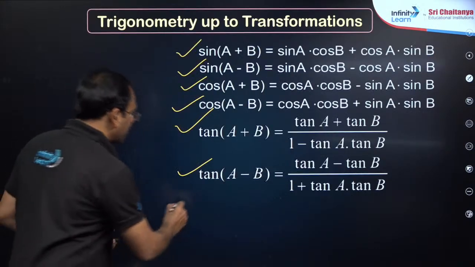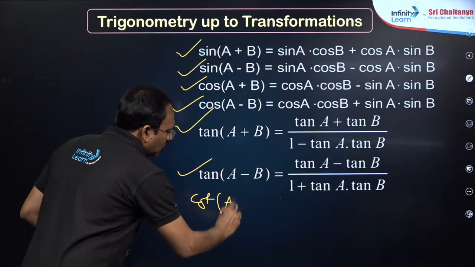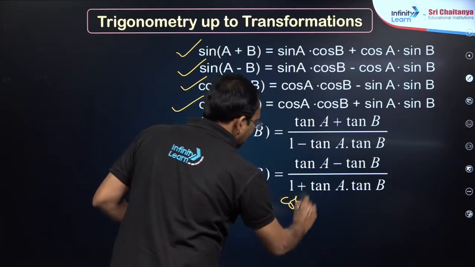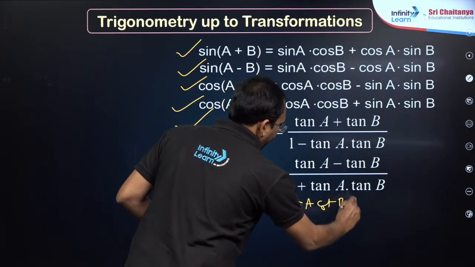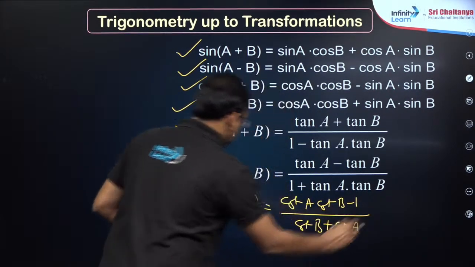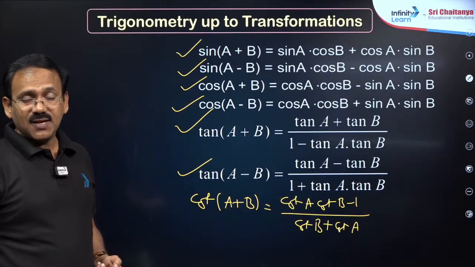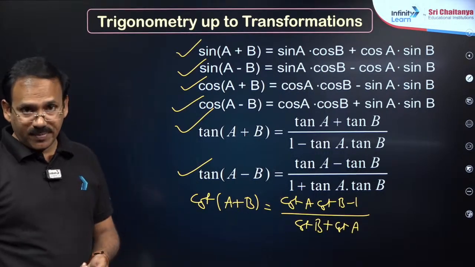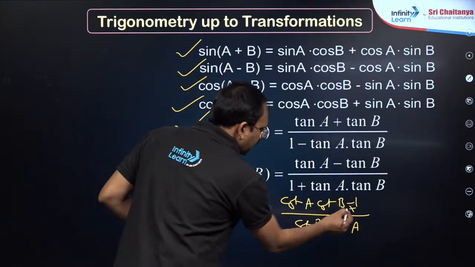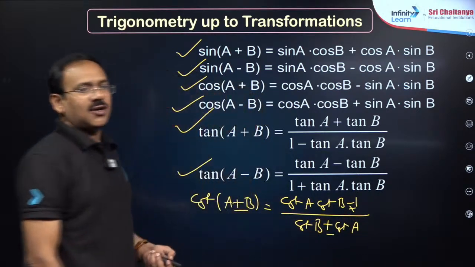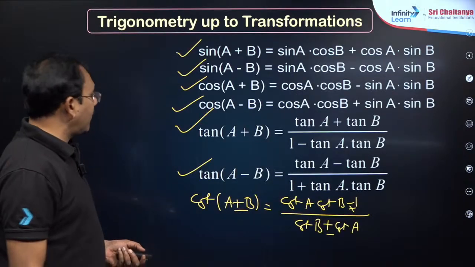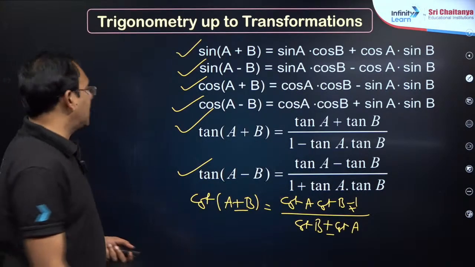Friends, cot of A plus B is not written, important also. Cot of A plus B is cot A cot B minus 1 by cot B plus cot A, my dear friends. Cot of A minus B means cot A cot B plus 1 by cot B minus cot A. Do remember. Next. Friends, here itself I would like to recall A plus B plus C.